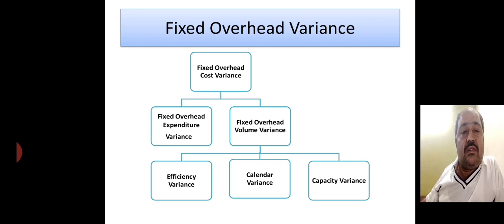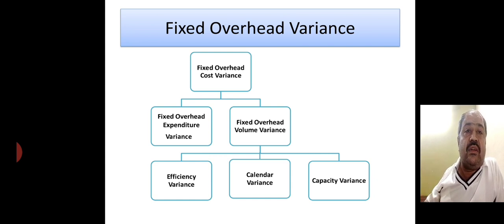Friends, you know that in unit number 4, the variances focus on overhead variances and sales variances. In overhead variances there are two kinds of overhead, fixed and variable. For variable overhead, three variances are there that we have already discussed. Now we start discussion on fixed overhead variance.